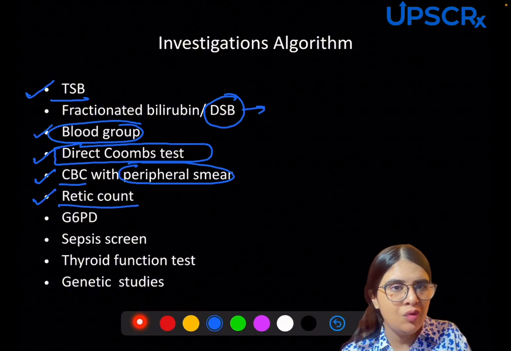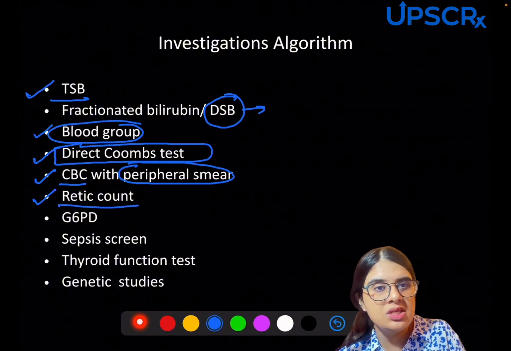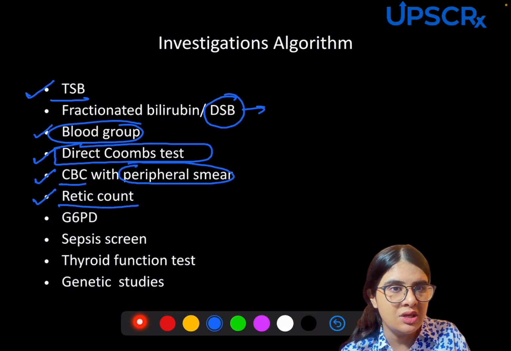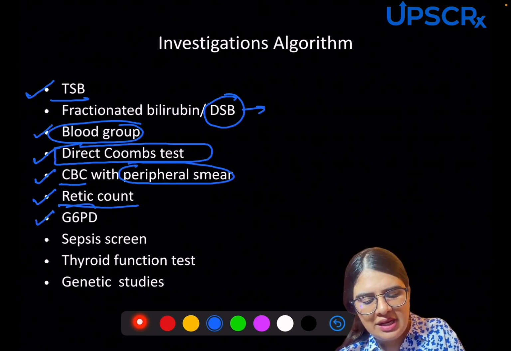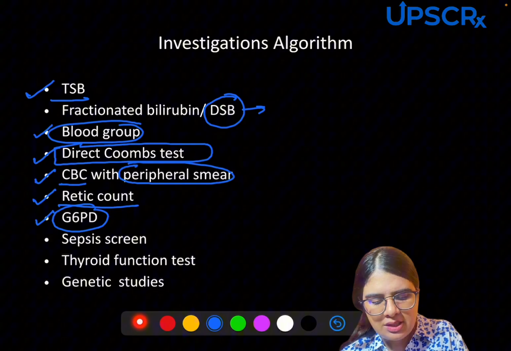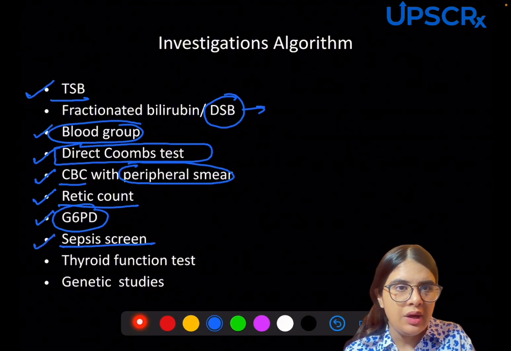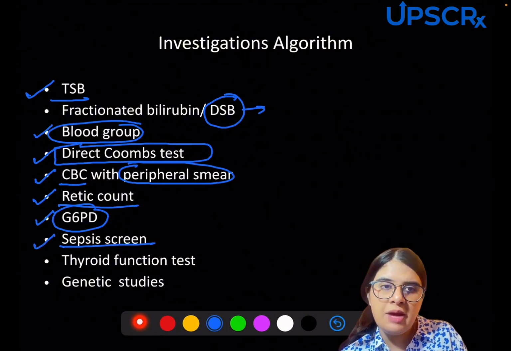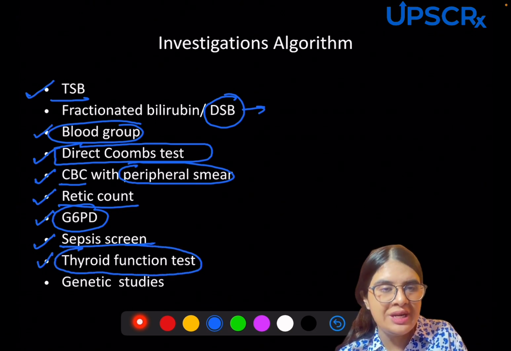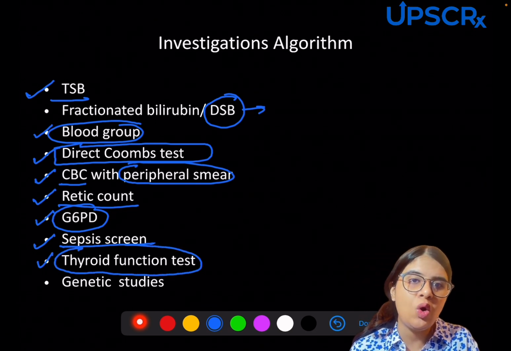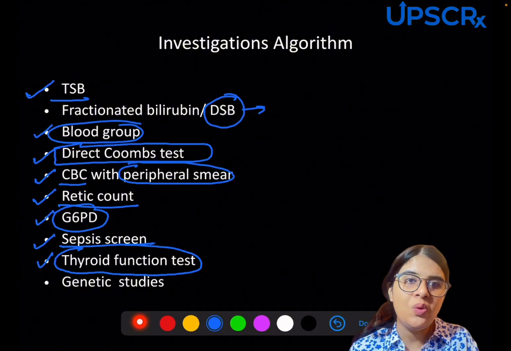Retic count also for hemolytic anemias, right? If it is more than 1%, that indicates hemolysis. G6PD deficiency is another cause of hemolytic anemia. Sepsis screen, because sepsis also causes hyperbilirubinemia, so we have to see that. Thyroid function test: hypothyroidism is also a cause of prolonged yellowish discoloration, and that also causes jaundice.